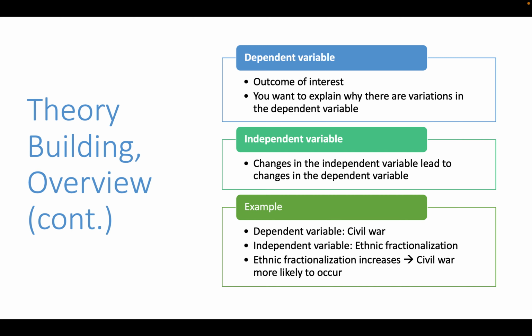So, the hypothesis here is that as ethnic fractionalization increases, or ethnic fragmentation, or a diverse number of ethnicities exist within the nation-state, as that number increases, a civil war is more likely to occur.